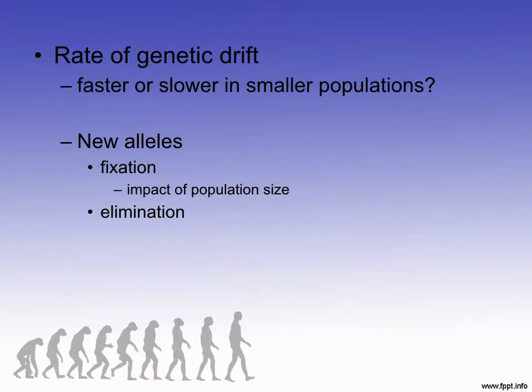Fixation is when an allele reaches 100% in a population. It's the only allele in that population. It's become fixed. So when new alleles arise, over many generations or over time, they may become fixed, or a new allele may be eliminated. We also can have balancing selection, where an allele is maintained in a population.